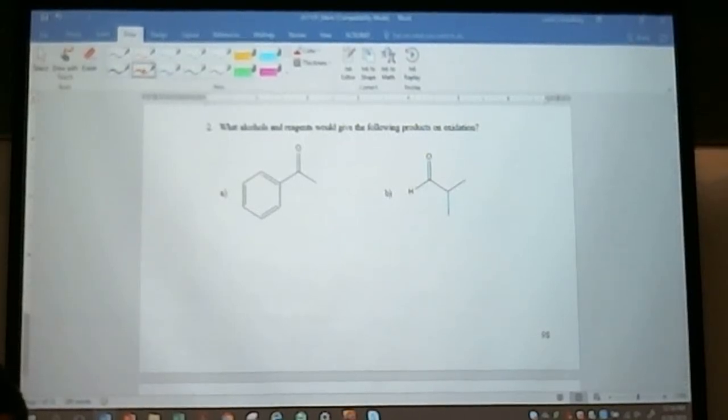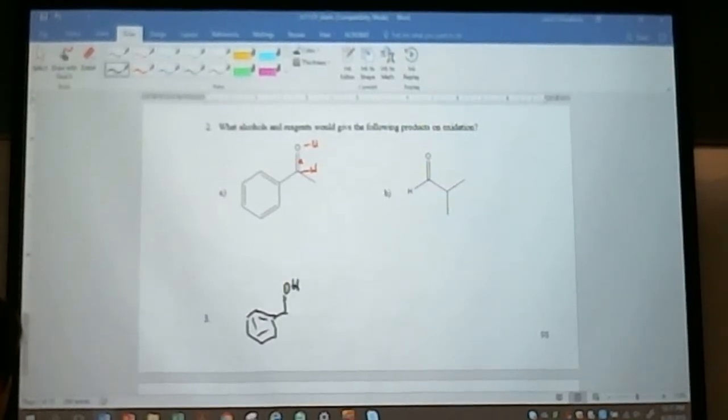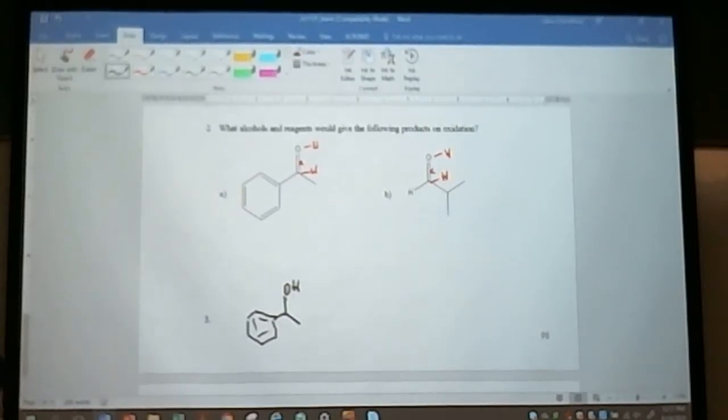Basically looking at adding hydrogen here, that is the starting material. Right? This secondary alcohol, and adding hydrogen here, and this primary alcohol, these would be your starting materials. Right?